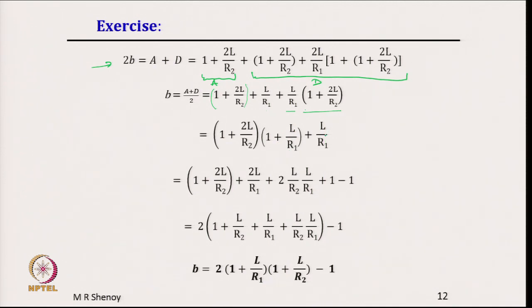Now, an important small trick is to add 1 and subtract 1, then we can write this in the form 2 into this minus 1, and therefore B is equal to 2 into 1 plus L by R1 into 1 plus L by R2, minus 1. So, B is equal to this. This is what I had asked you to show. So, now here I have shown it.